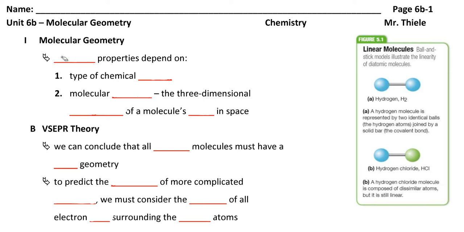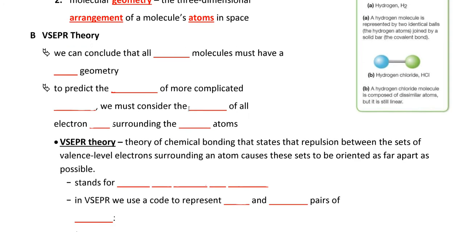So if we take a look at molecules, molecules have certain properties, and these molecular properties depend on two things. They depend on the type of chemical bonding, and in this case we're looking at compounds that are formed through covalent bonding to form molecules. And the second thing is their actual geometry, their molecular geometry, which as defined is the three-dimensional arrangement of a molecule's atoms in space. Now the way that a particular molecule's atoms are arranged does affect their function and their behavior and their chemical reactivity. So this is an important thing to study when we are studying chemistry. So let's move forward here.